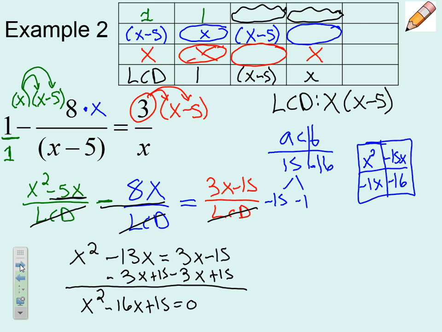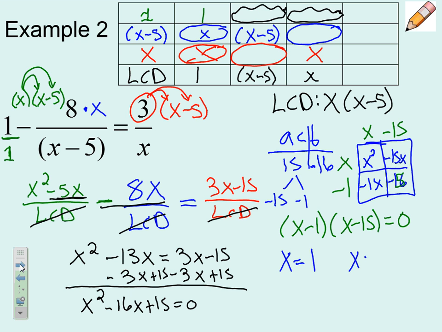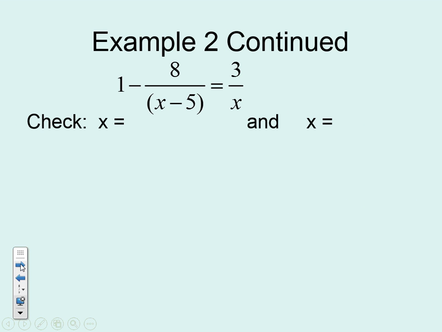Greatest common factor here, I'm going to get negative 1, x, and negative, oh sorry ladies and gentlemen, this should be 15. Negative 15. So I'm going to have x minus 1 and x minus 15 equals 0, so x equals 1 and x equals 15. So once I know that, ladies and gentlemen, we have to check x equals 1, we have to check x equals 15.